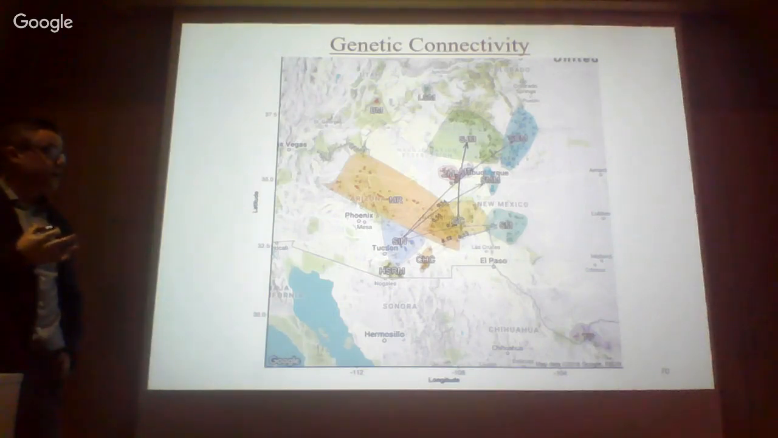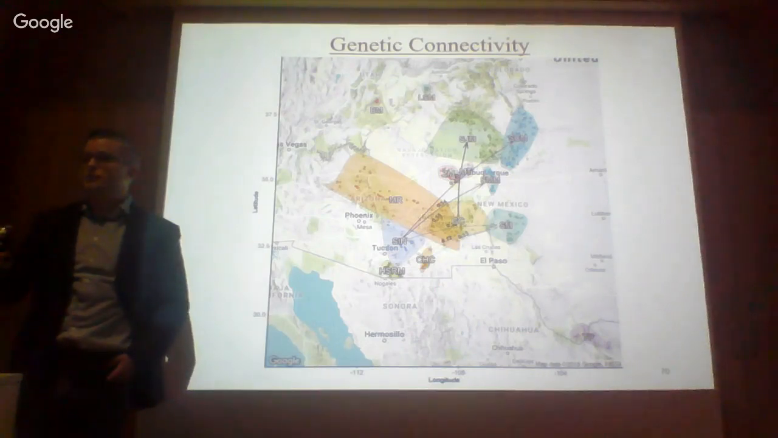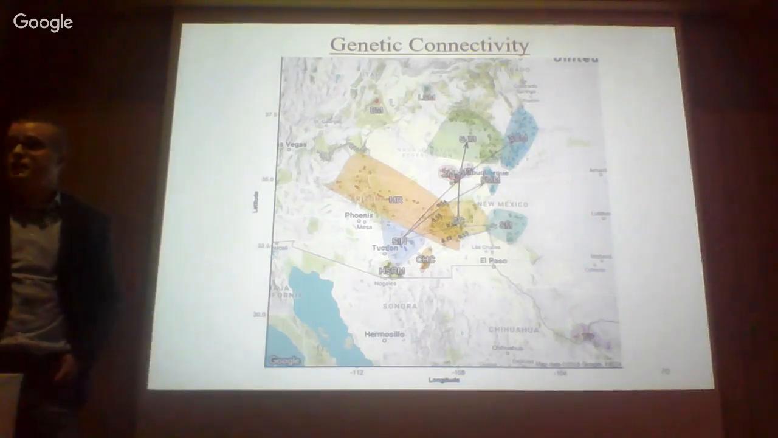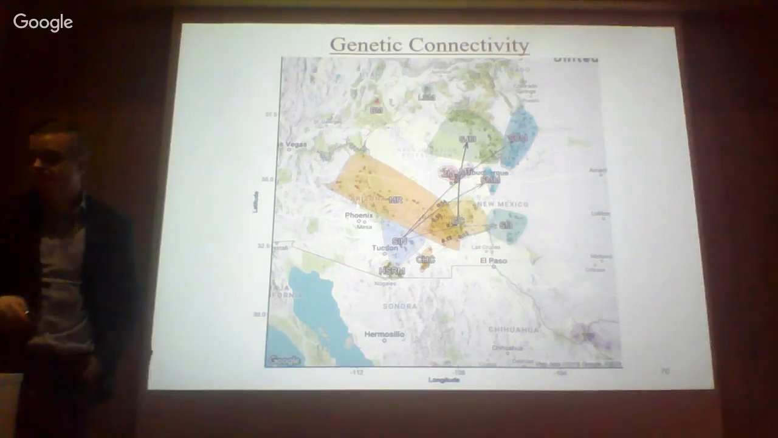And it might actually be in support of what's been termed the Southwest Refugium hypothesis, where during the Pleistocene, there was a fourth refugium located in the Sierra Madre Occidental of Mexico, and we might be seeing a historical signature of expansion out of that refugium.